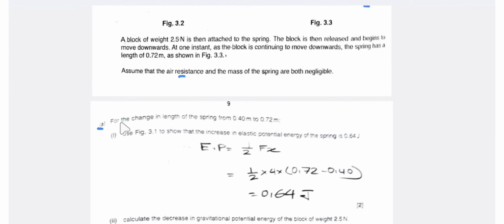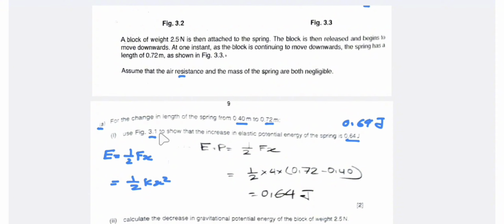Now for part A, for the change in the length of the spring from 0.40 to 0.72, use figure 3.1 to show that the increase in elastic potential energy of the spring is 0.64 joules. So what is elastic potential energy? We know that elastic potential energy is equal to half Fx or half kx squared, where k is the spring constant and x is the extension. Extension is final length minus initial length. F is the force.